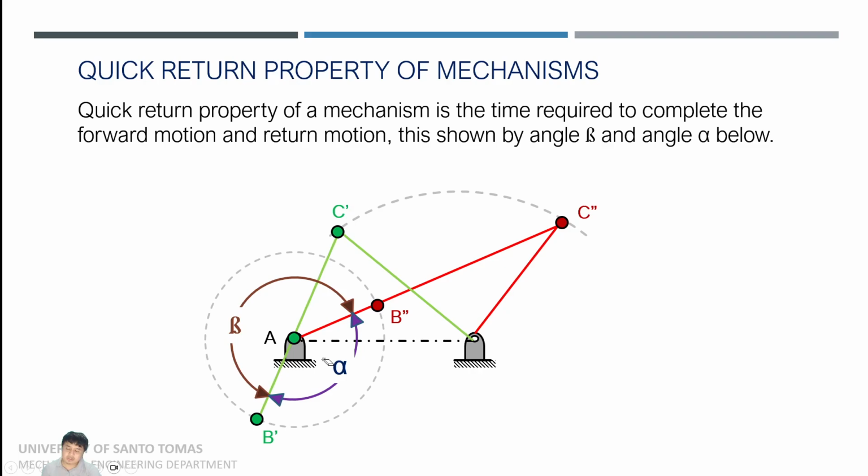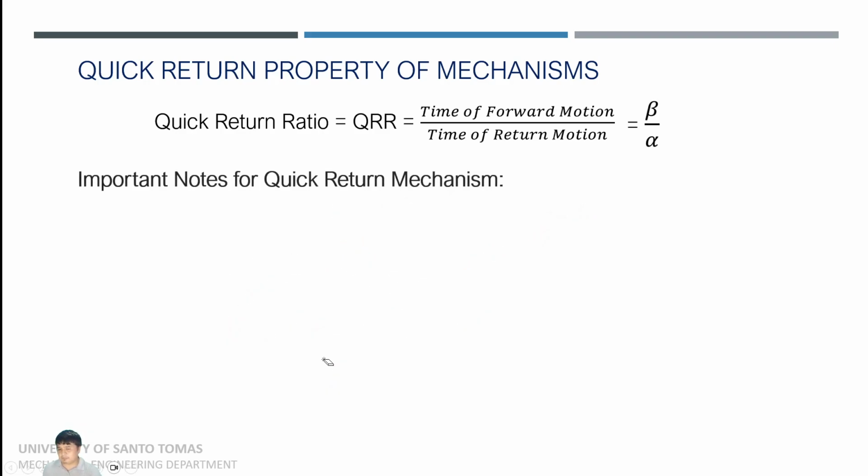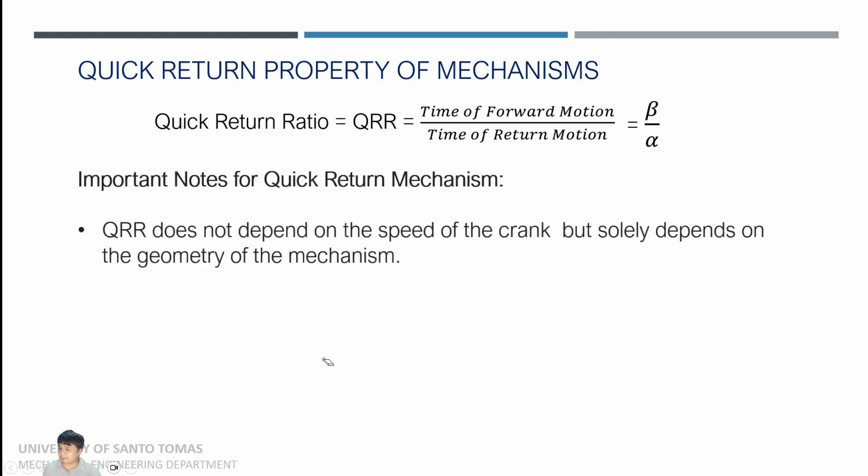So we can take the longer time, usually the forward time, as beta, and the return time as alpha, in terms of the degrees or the angles. So again, QRR is just a ratio between the forward motion over the return motion in terms of time, or in this case, in angles. Although, the important part of this topic is that you have to know that the QRR doesn't really depend on the speed, or the angular speed of the mechanism, and usually it is dependent upon the configuration or the sizes of these links, no.